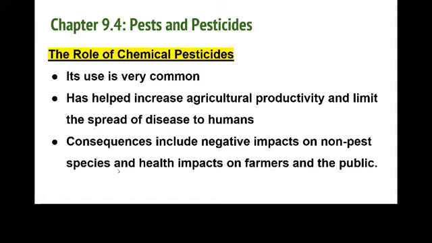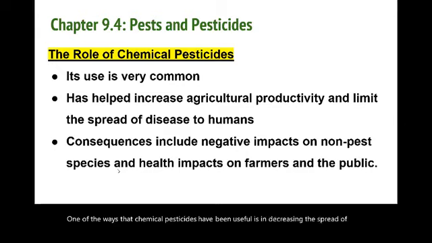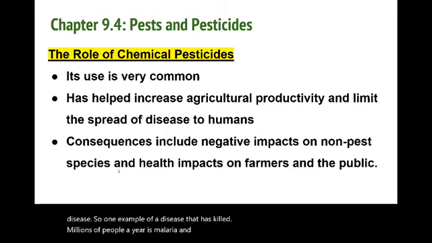One of the ways that chemical pesticides have been useful is in decreasing the spread of disease. So one example of a disease that has killed millions of people a year is malaria, and malaria is spread by a mosquito. And so using pesticides decreases the amount of mosquitoes that can survive.